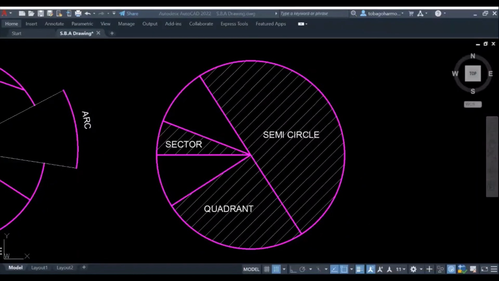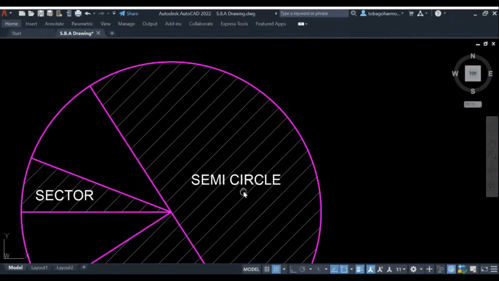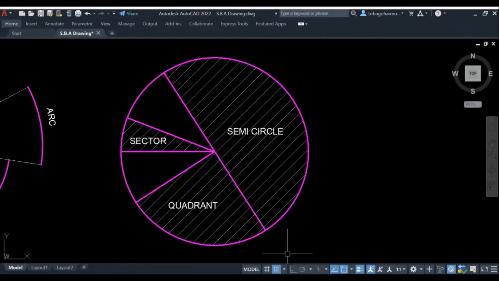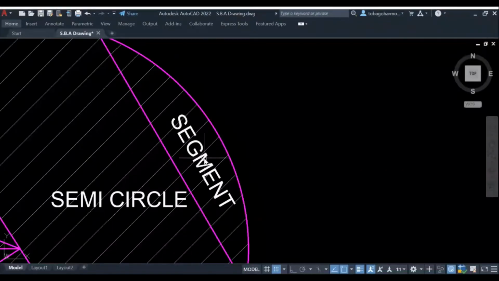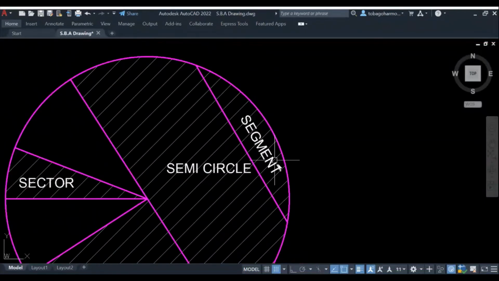The semicircle is bound by the diameter and half of the circumference. The segment is bound by a chord and an arc.